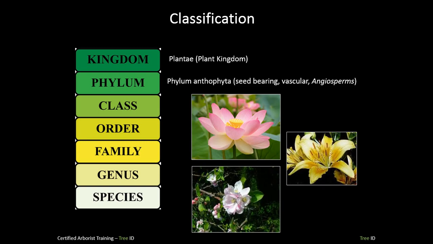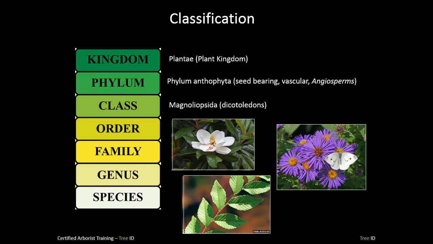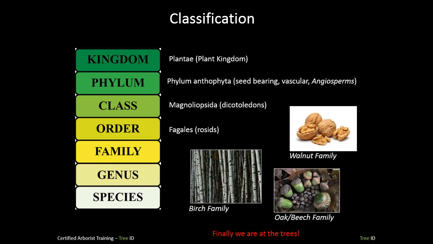As you get down a little bit further to phylum, you start getting into things that are a little bit more discerning. Here we're looking at Anthophyta, which is seed-bearing vascular angiosperms, or plants with flowers. Going down to class, now we're going to dicotyledons. These are trees or plants that have two seed leaves at germination. Order, we're starting to see things that we're more familiar with. In Fagales, you have the walnut family, the oak beech family, and the birch family, all under that order.